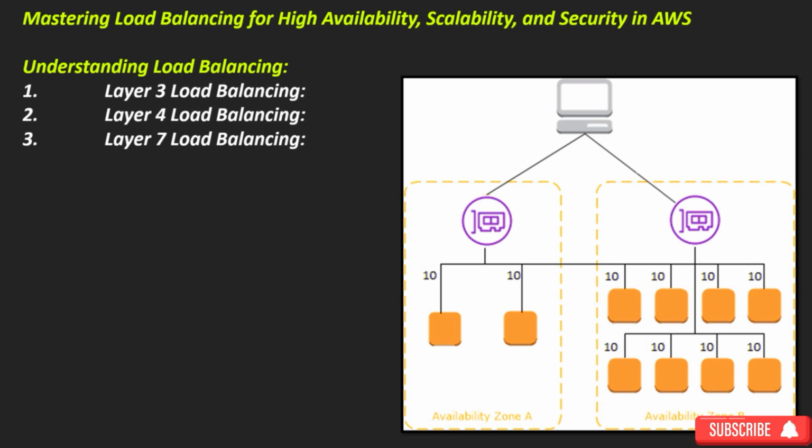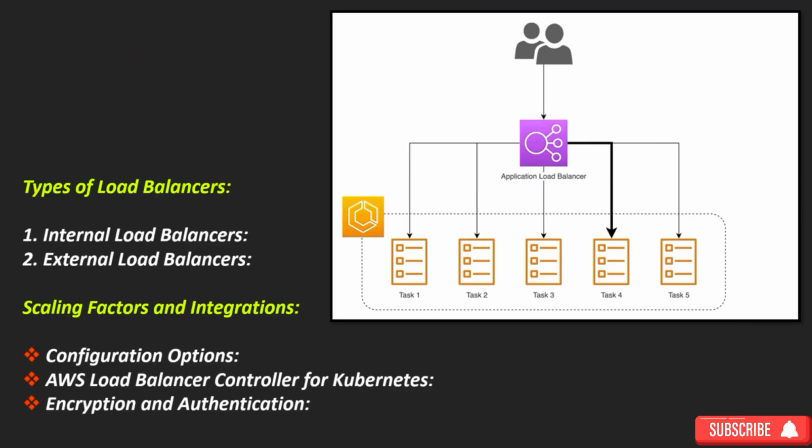The third is layer 7 load balancing. This is load balancing at the application layer, and it involves considering application-specific data instead. This enables intelligent routing decisions based on content, enhancing both security and scalability for complex applications. So what are the types of load balancers we need to discuss now? AWS offers various types of load balancers, each tailored to specific use cases, network designs, and security requirements.